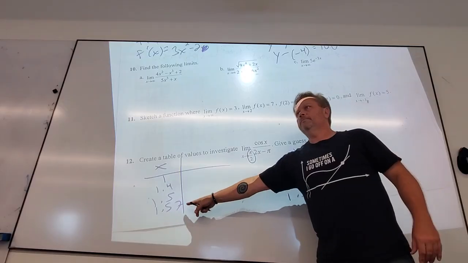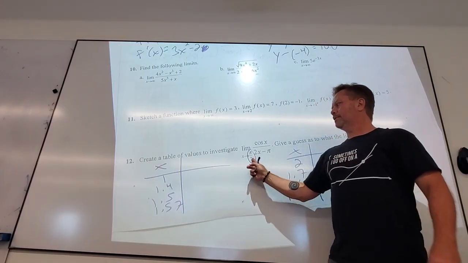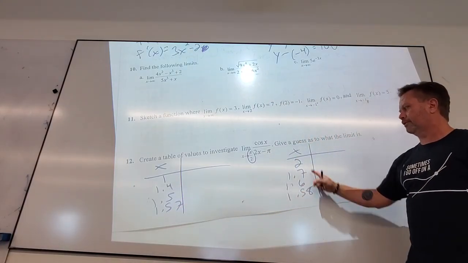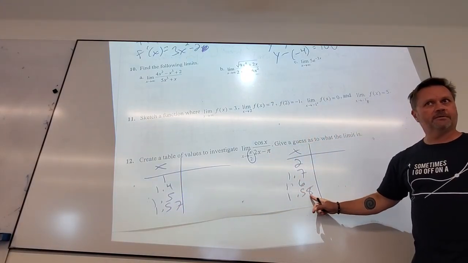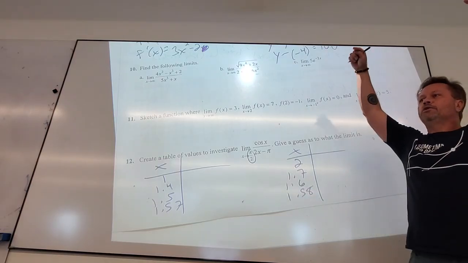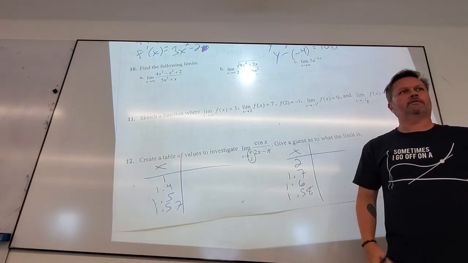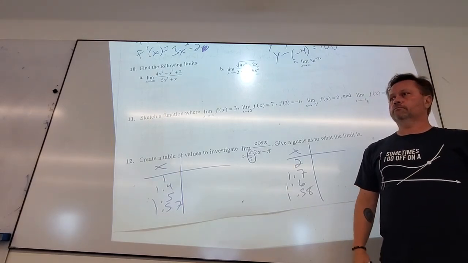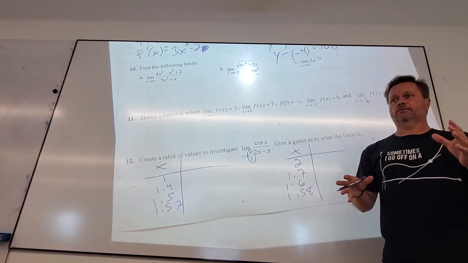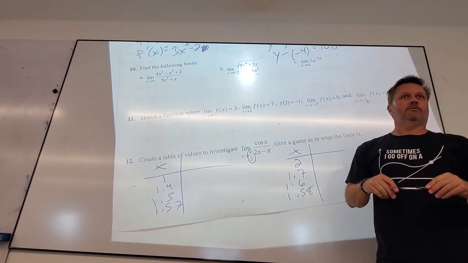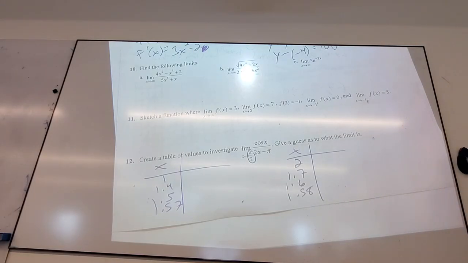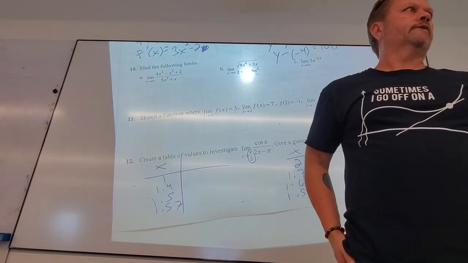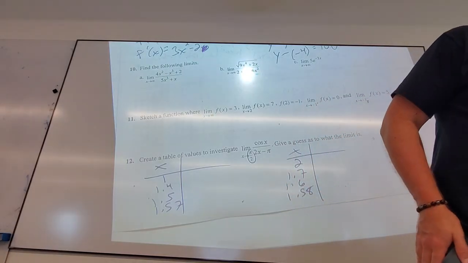Where'd this number come from? Pi over 2? Yeah, it's what pi over 2 is. So I'm going to slowly get towards 1.57, and I'm going to slowly get towards it from the other side. So then I can see, does it look like it's approaching something from both sides? So just plug that stuff in. Make sure your calculator is set to what? Radians, yes. When in doubt, radians. So we can plot it, and then you could do the table if you want to.